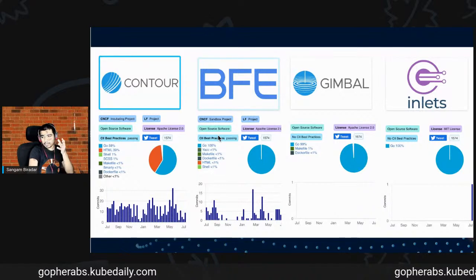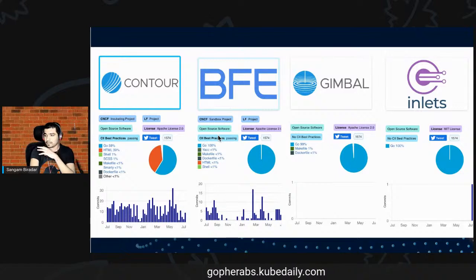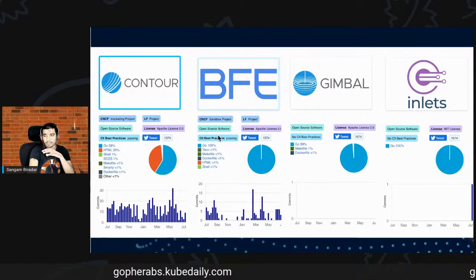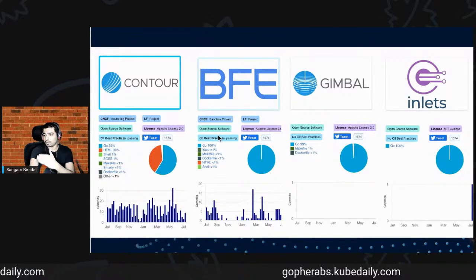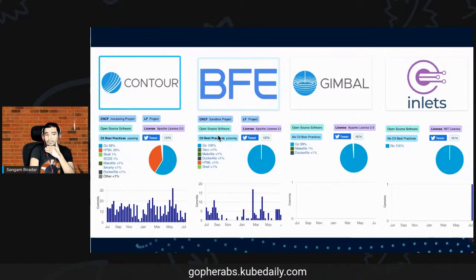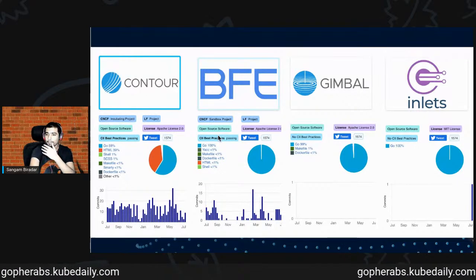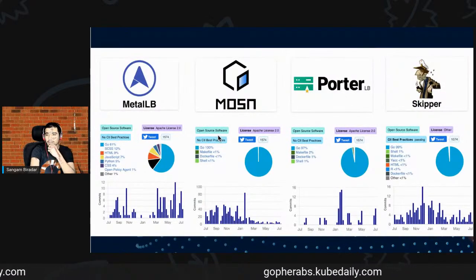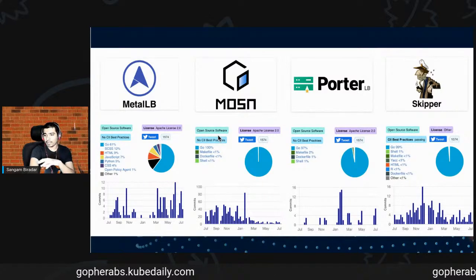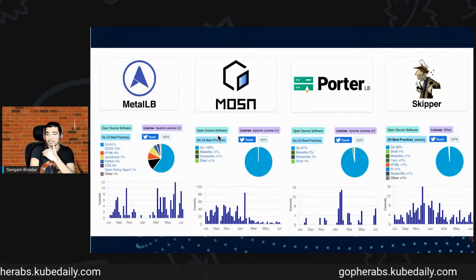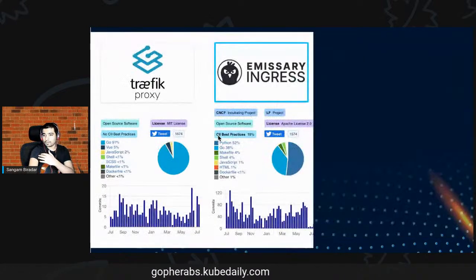It is fully open source, created by Alex Ellis, who has created a lot of open source projects like OpenFaaS. Very helpful person. Go check it out. Inlets, give a sponsorship to this project, it is a totally non-profit project. And MetalLB, Mosn, Porter, Skipper, this whole list is written in the Go language. About 60% of the code is written in Go, so you can check it out.